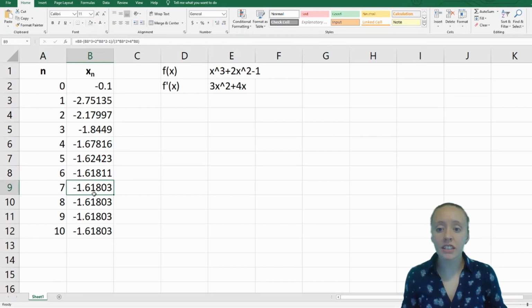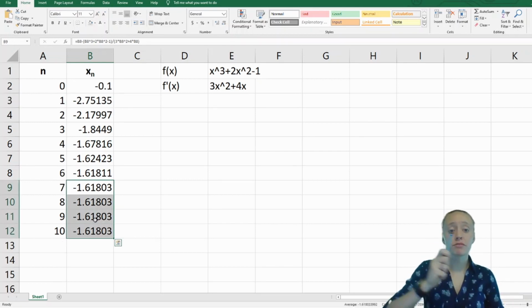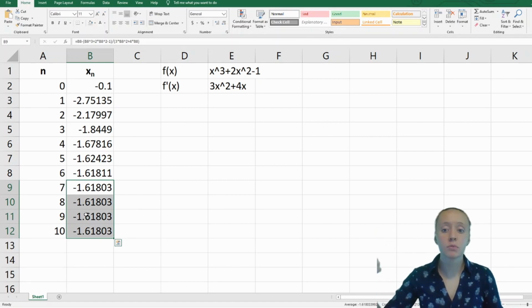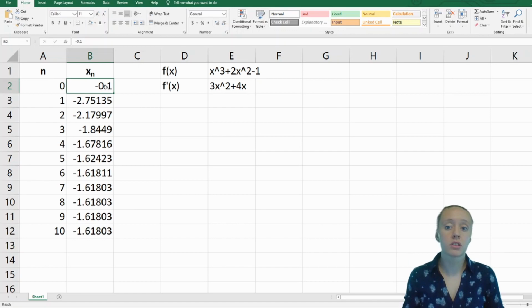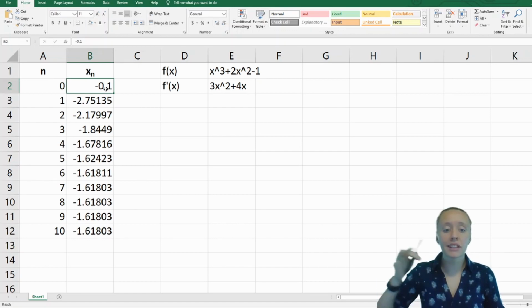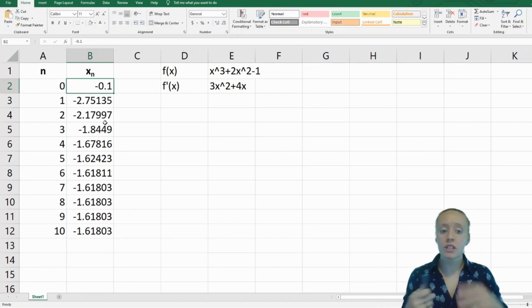Well, all the way down here it starts repeating. It gives me that farthest root, -1.61803. So even though this was closer to that -1, it completely skipped over that root. So this is one of the common mistakes that can be made.